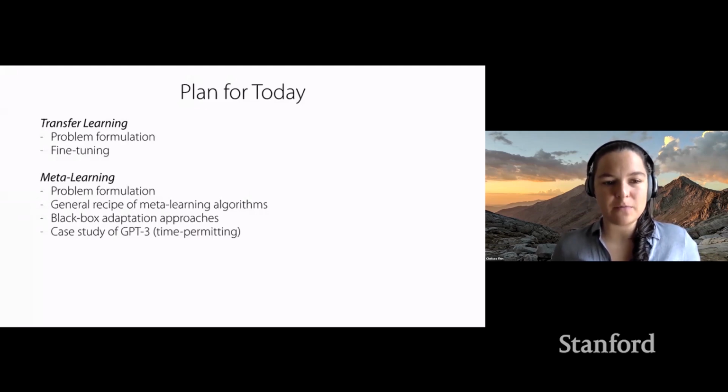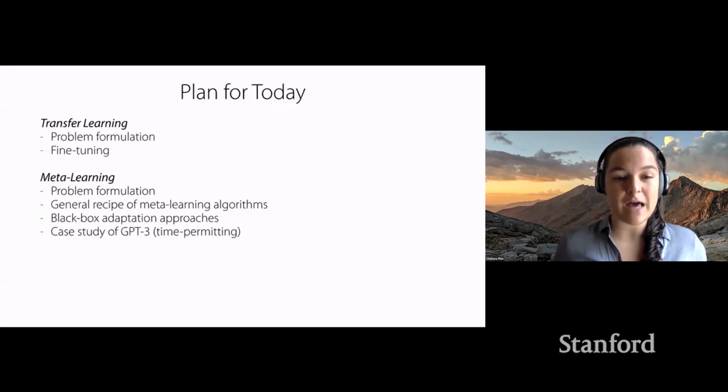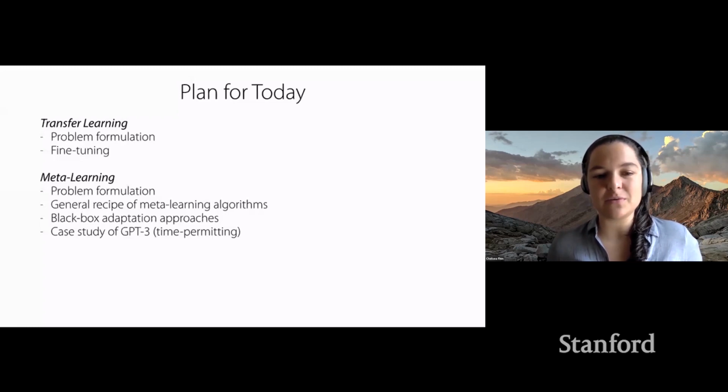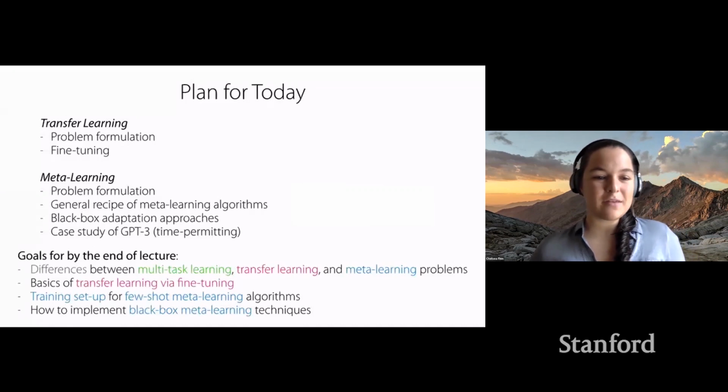We'll talk about the problem formulation, a general recipe of meta-learning algorithms, and one class of approaches, which I call black box adaptation approaches. And if time permits, we'll also go through a case study of GPT-3, which can be viewed as a black box meta-learner.